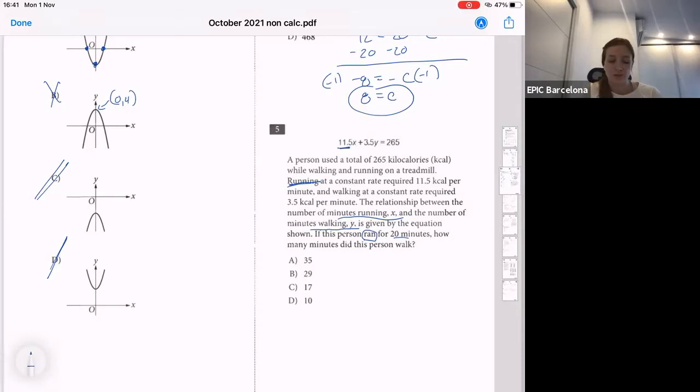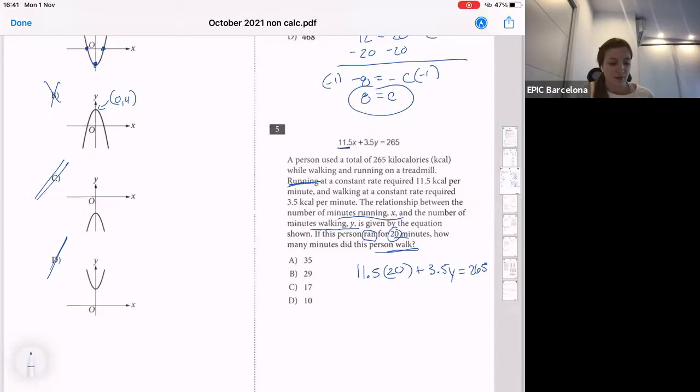So all we need to do is plug in 20 for our x value. So I'm going to do 11.5 times 20 plus 3.5y, solving for y for the person walking. And that should give me my amazing answer choice. Remember, this is the non-calculator section, so you do have to solve 11.5 times 20 on your own. It shouldn't be too hard to figure out because you can do 11.5 times 2 and then add in the 0 at the end.